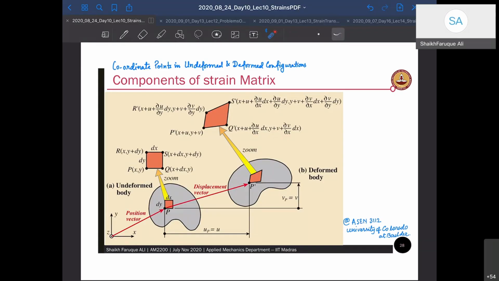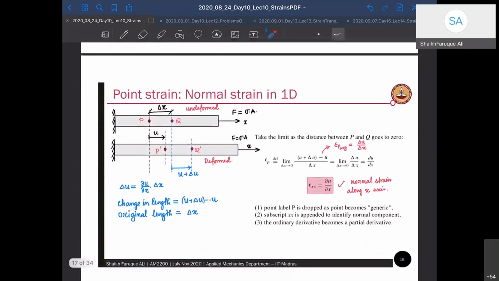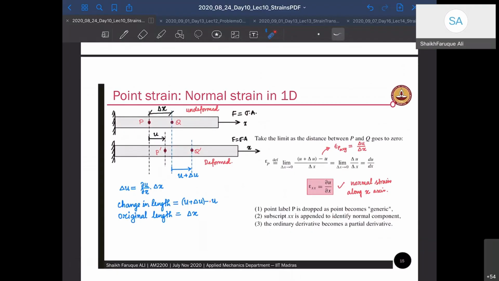Now similarly, I can find the point for S dash and for R dash. The same formulation will apply and we'll have the coordinates of P, Q, R, S. Now, why do we need coordinates? Because if I subtract the coordinates, I can find the change in length. That's why I need the coordinates. It's very important to find the coordinates and then use them to find the change in length. Okay, so we'll start calculating point strain now.